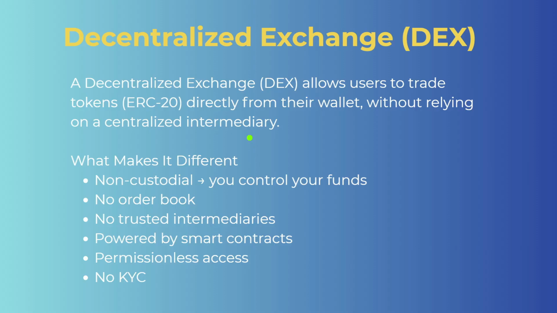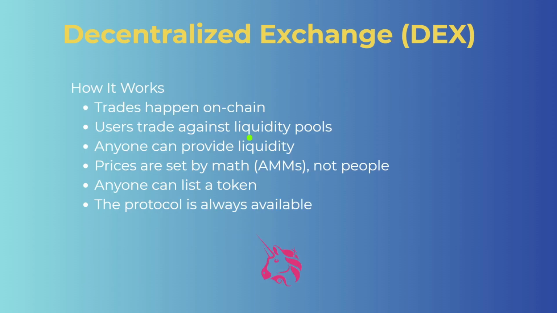For example, in a bank, not anyone can open an account, but here anyone can use a decentralized exchange. And of course, it requires no KYC because it is handled by a smart contract. There is no intermediary, so no KYC is required.